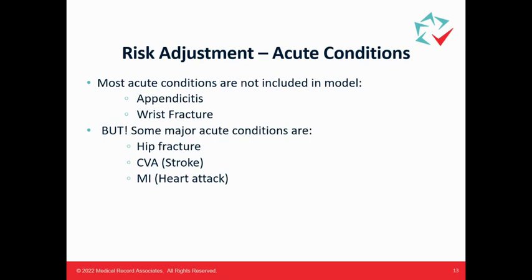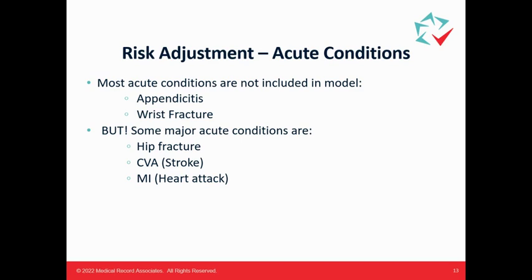So in the model, most acute conditions are not included. Things like appendicitis, wrist fracture, those kinds of things. They're acute. I think, in my opinion, the theory is the patients come in once, they're treated, they're released, and that's pretty much it, they're done with it. It isn't a chronic condition that hangs on.